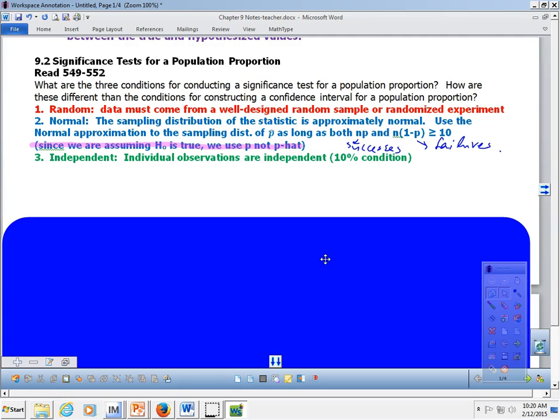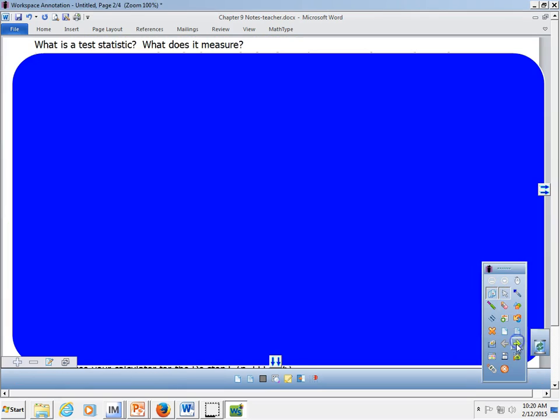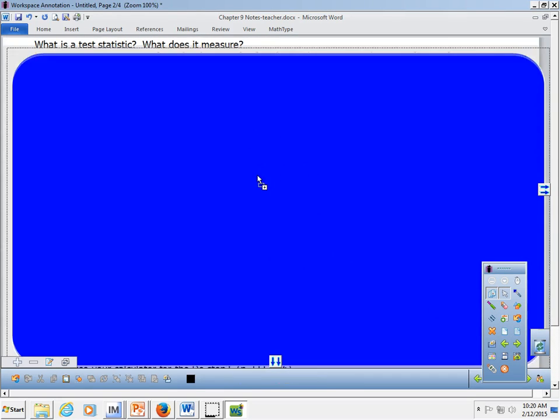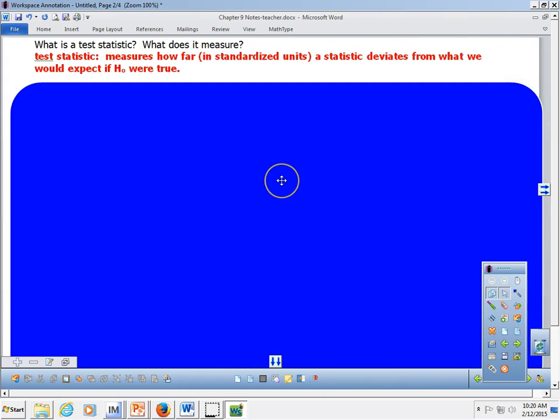Next, what is a test statistic? Okay? What does it measure? The definition of a test statistic is going to sound a little bit like a critical value, or at least the way we find it is going to be a little bit like a critical value. But here's what a test statistic is. It measures how far in standardized units, that's how it's going to look a little bit like a critical value. We're going to have to standardize it. But in standardized units, it measures how far a statistic deviates from what we would expect if H0 were true.